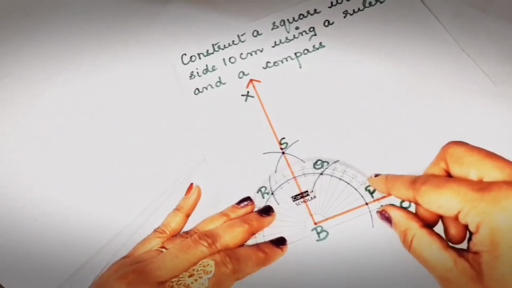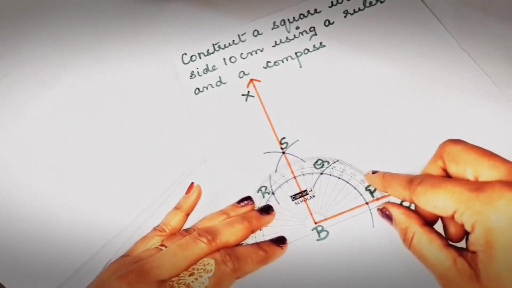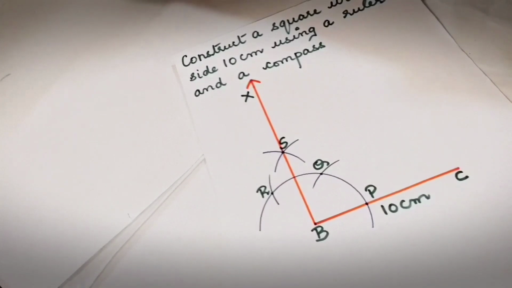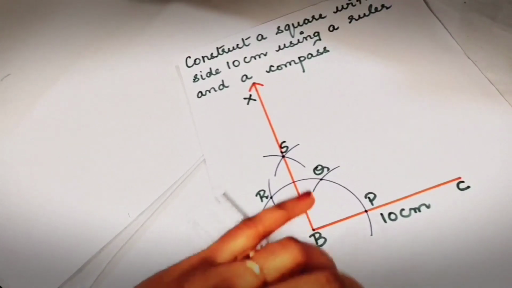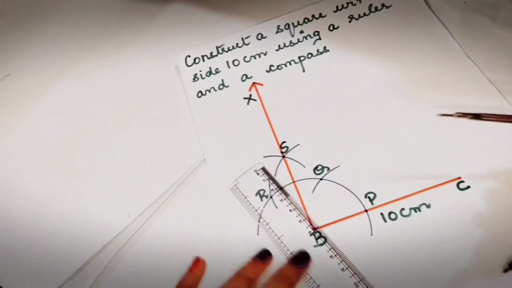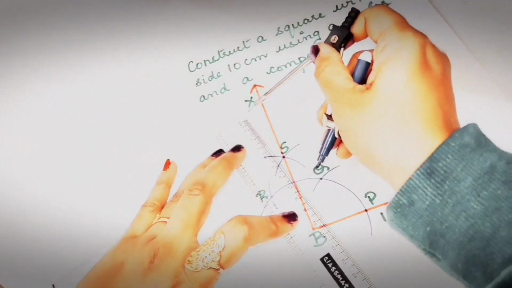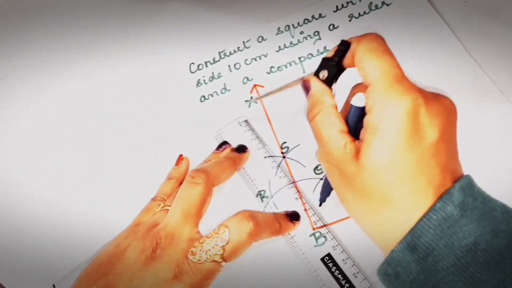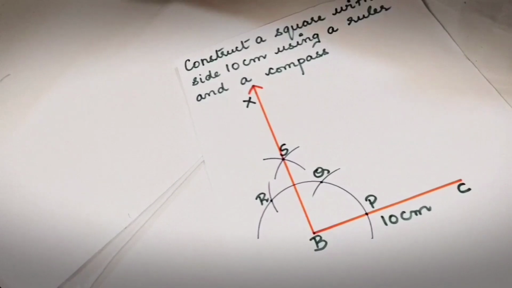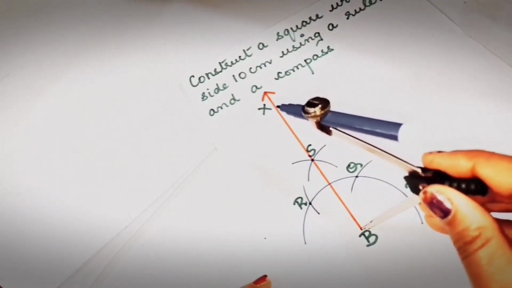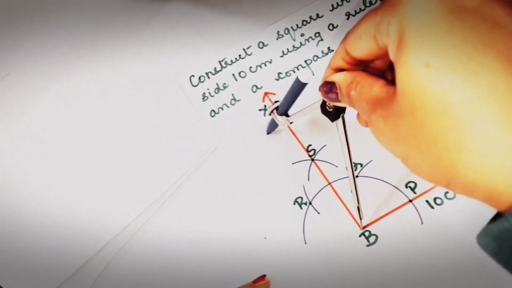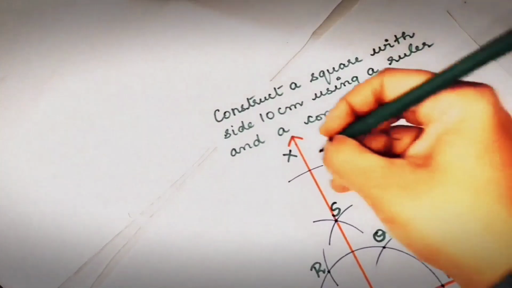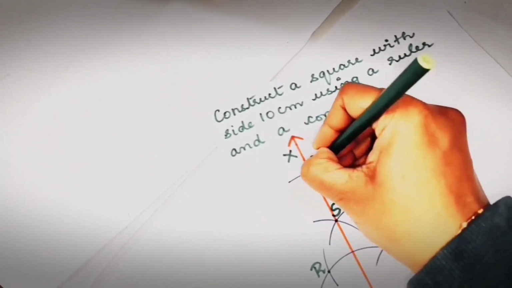Let us now check with a protractor. We can see that angle B is 90 degrees. Now, using a compass, measure 10 centimeters and then center the compass at B. Draw an arc that cuts the ray BX. Let that point be A.